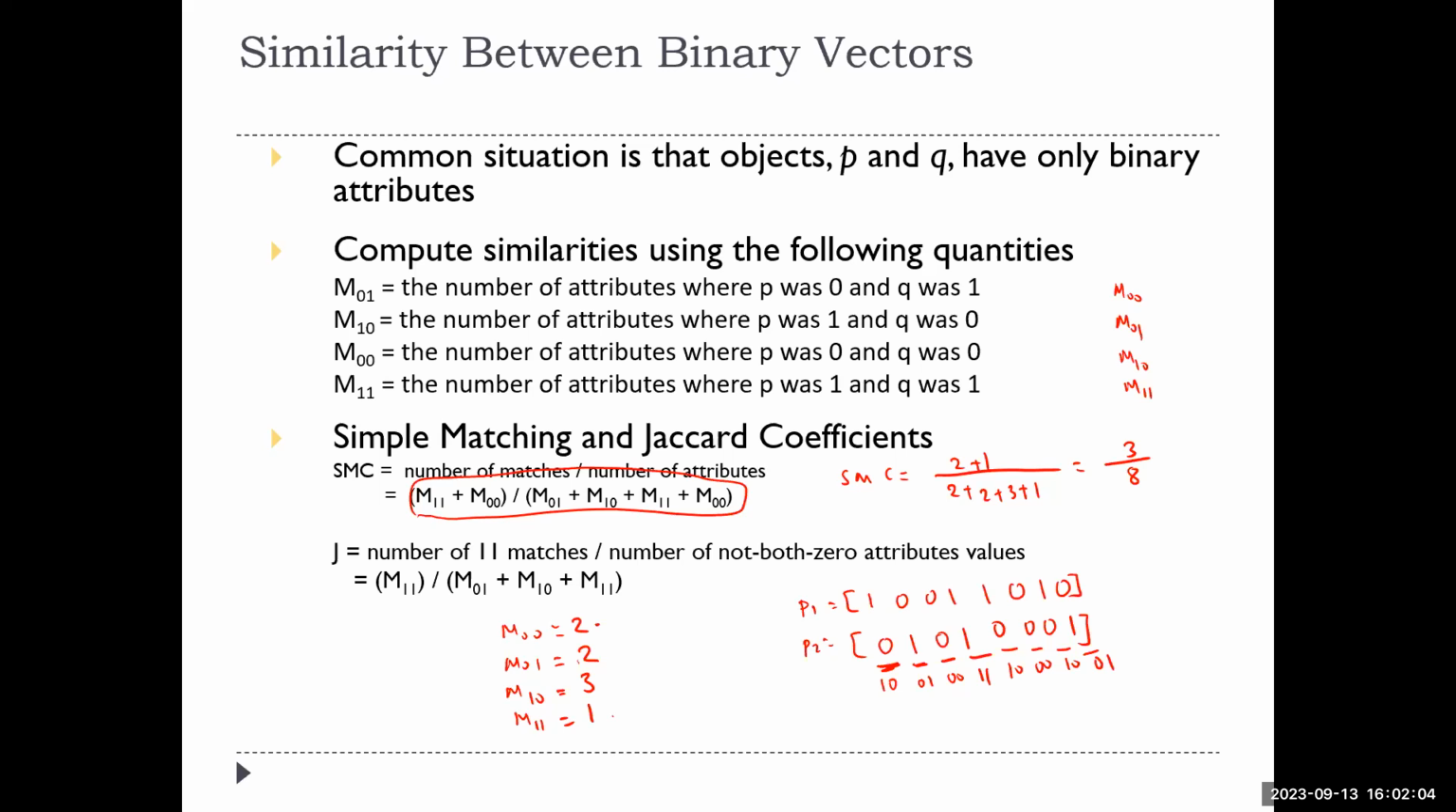The other one is called Jaccard. It is again based on the same formula, but it uses M11 over M01 plus M10 plus M11. So it ignores M00. This is very important. We use Jaccard in many applications. For example, 0 means whether a characteristic appears or not. If it appears, it's 1. If it doesn't appear, it's 0.